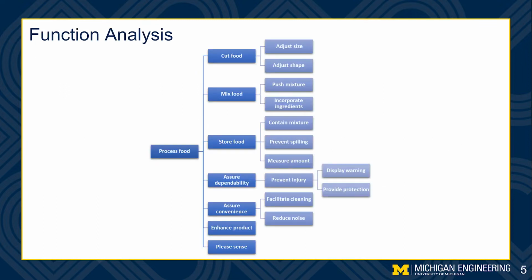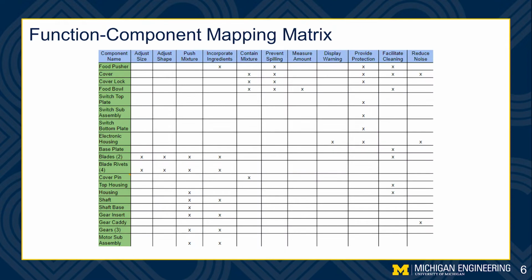Here we analyze the product and divide it into several sub-functions, like cutting food, mixing food, and also storing food, and further narrow down to specific functions. From the table, we can see which functions are the most important, such as pushing mixture, incorporating ingredients, providing protection, and facilitating cleaning. We can also see which functions are less significant, such as measure amount and displaying warning, as they only have one component representing it.